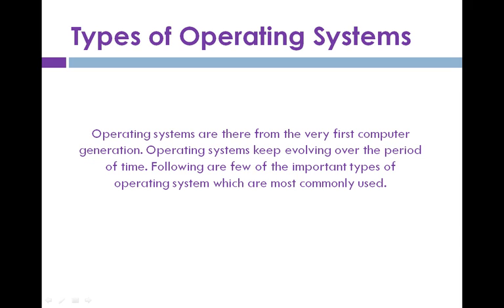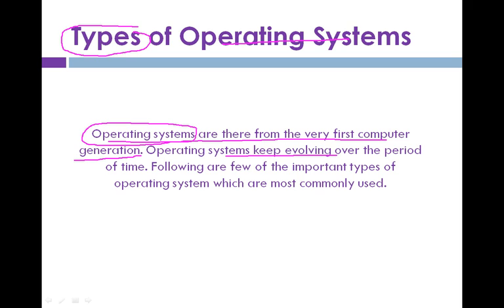Now let's see another topic, that is types of operating system. As I discussed with you earlier, there are different topics which I discussed today, that is definition, then functions. Now the next one is types of operating system. As the name advises, types means kinds, different categories of operating system. Operating systems are there from the very first computer generation. When computers started, from that onwards, the operating system has been in demand.